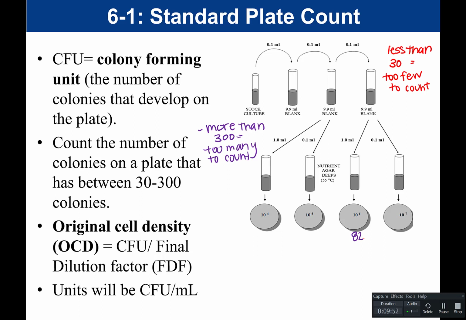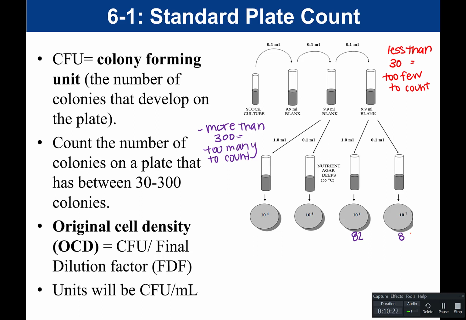Notice that between 30 and 300, that's a 10-fold difference. Each of those serial dilutions is a 10-fold change. So you shouldn't have 2 plates that fall within that range. So for example, let's say that my 10 to the negative 6 has 82 colonies on it. My 10 to the negative 7, we would expect would have tenfold less. So maybe it has 8 colonies on it. That would be too few to count.